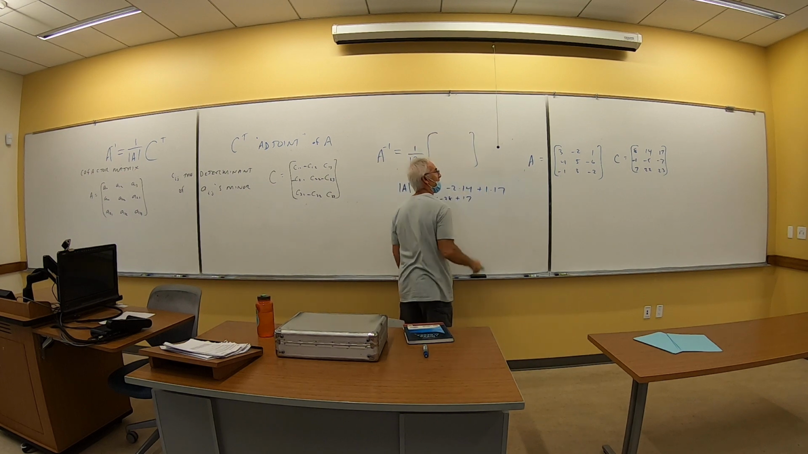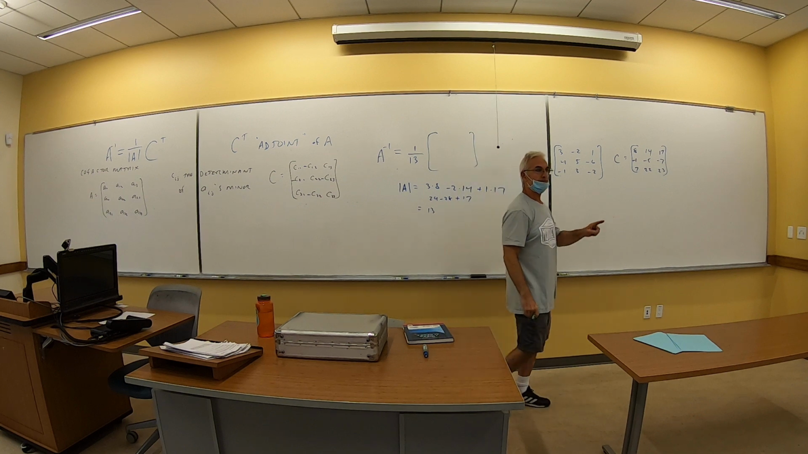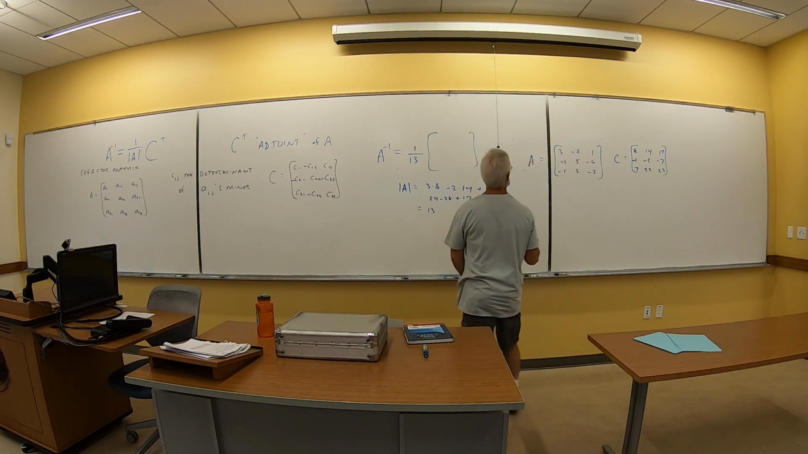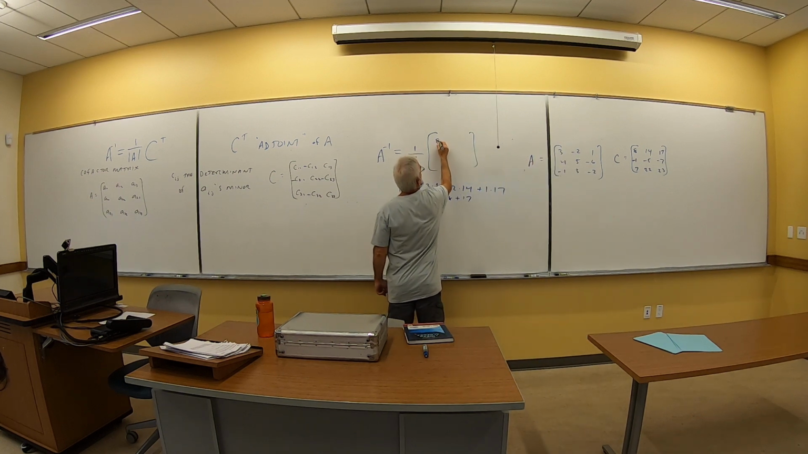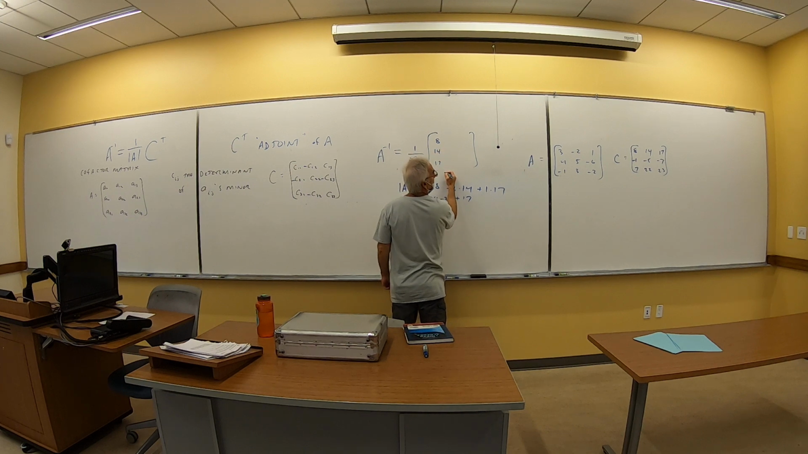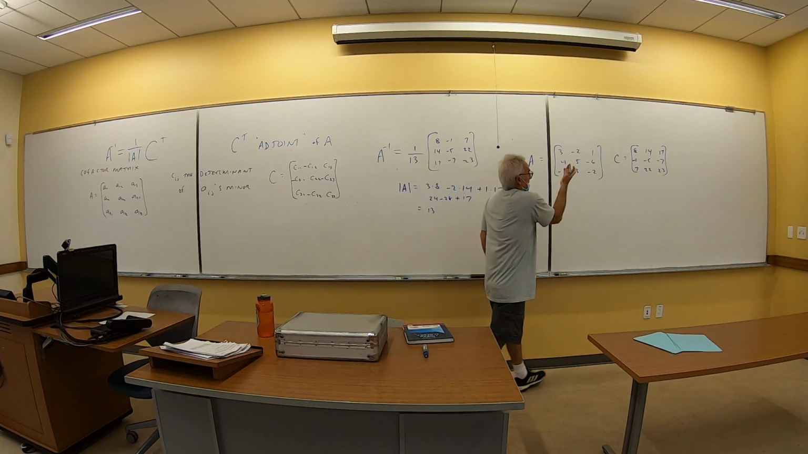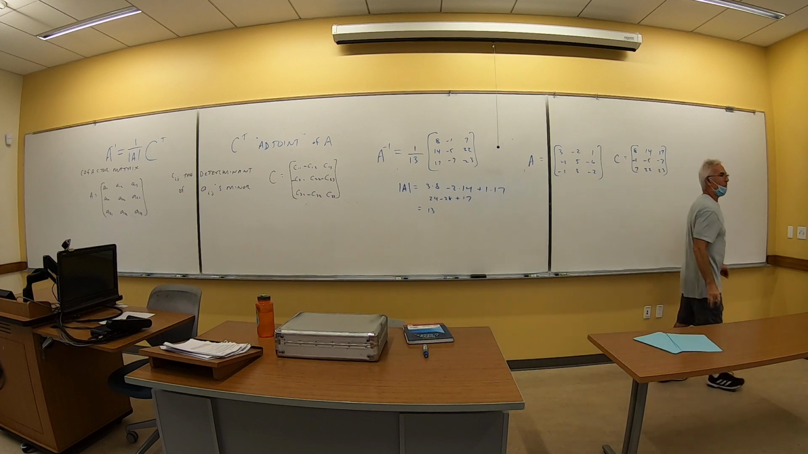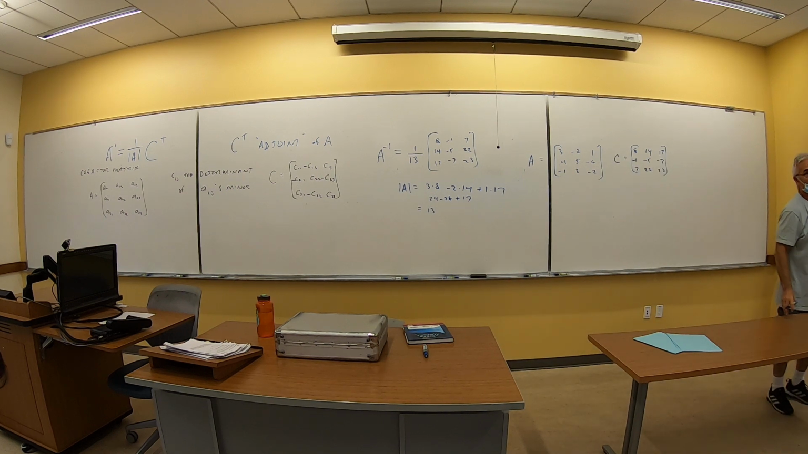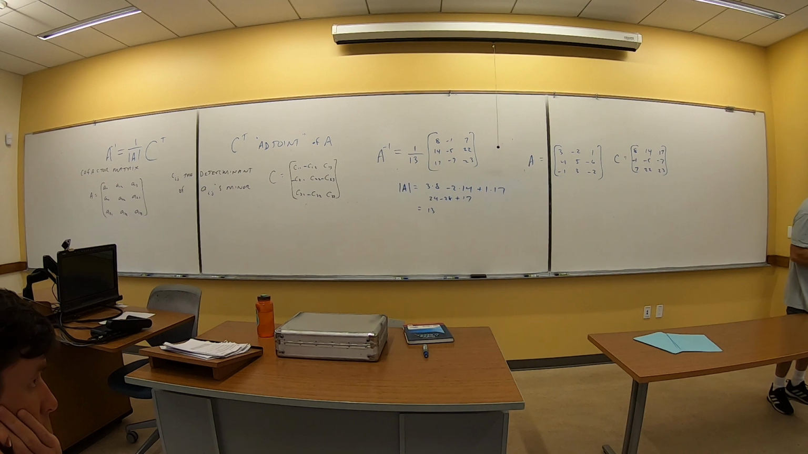Times what matrix? The transpose of this one. Now, is it possible we got one of those numbers wrong? Is it possible we got several of those numbers wrong? Yeah. The first mistake that most people make is they forget to put the negative signs. They forget to do the sign changes because of position.